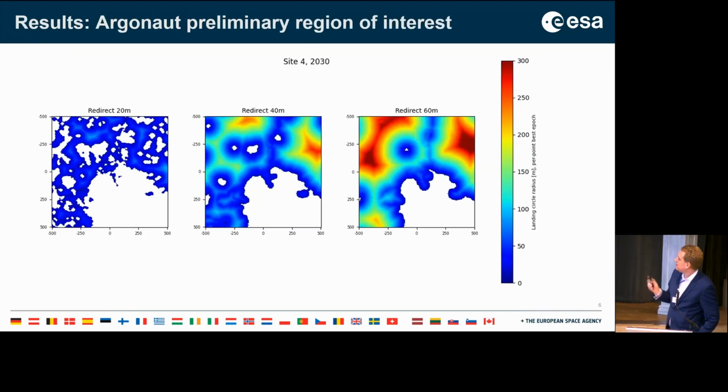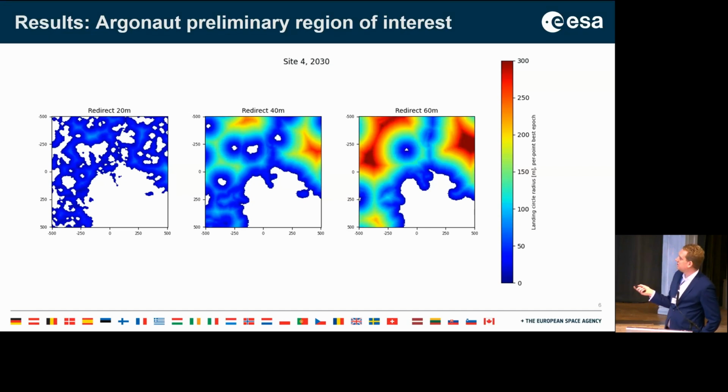Something I want to show you here, which we've done for one of the sites for Argonaut of preliminary interest. Please don't understand them by any means as reference or candidate landing sites. That is just preliminary sites of interest, and there's a lot of them. I just picked one to show you.